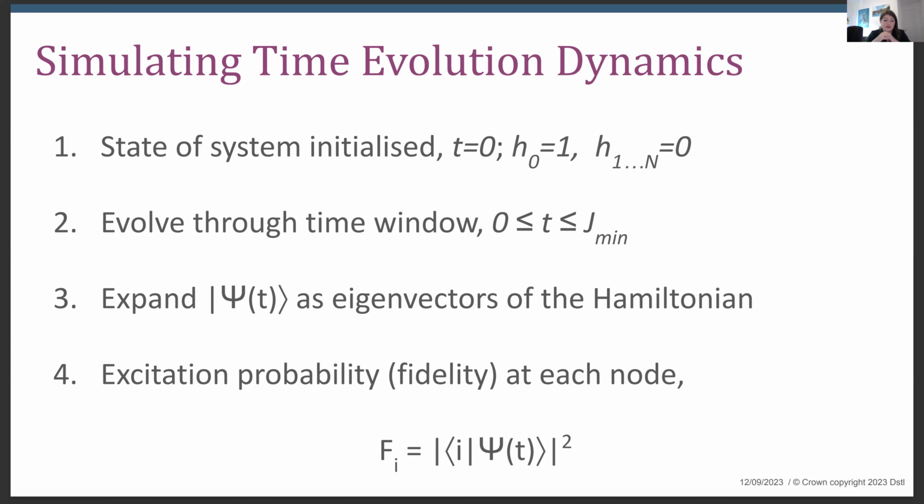And then we calculate the probability of that excitation being measured at each node using the formula here. This value is typically referred to as the fidelity of that particular node. And again, it should be noted this is a closed system, so that due to the conservation of energy, we only put one excitation in. The sum of all the probabilities across all the nodes has to equal 1 at all time steps.